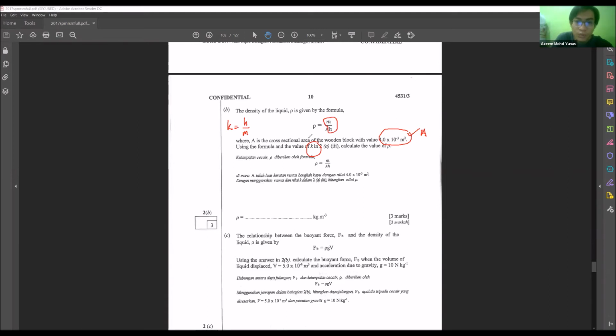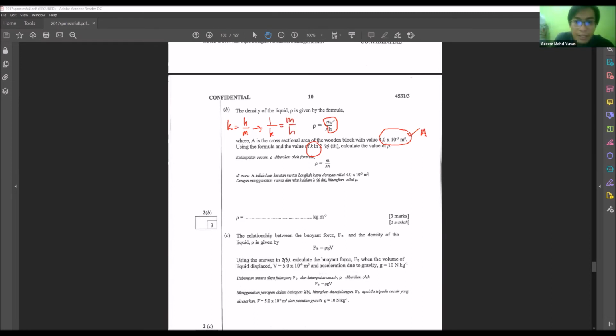So what we should do, we don't need to adjust the formula. What we need to adjust is the gradient. So basically, how are we going to flip the top and bottom? We just make it 1 over k. So if 1 over k, then it becomes m over h.